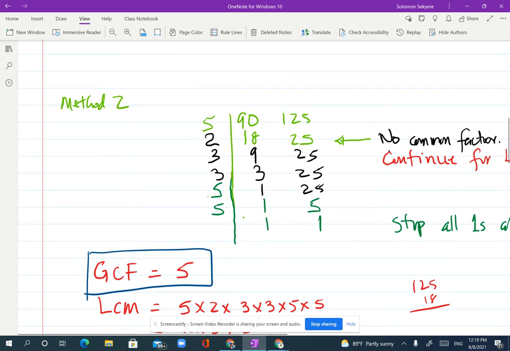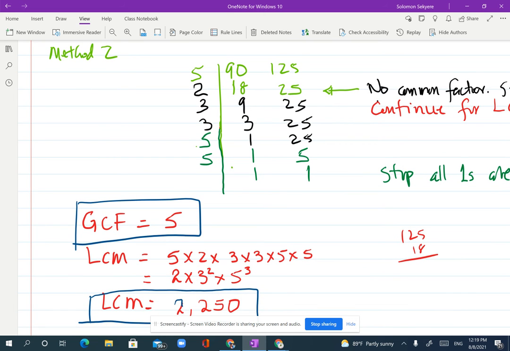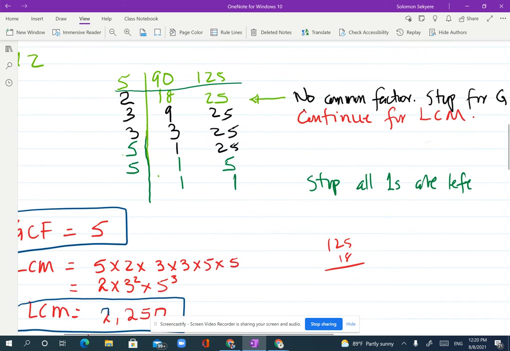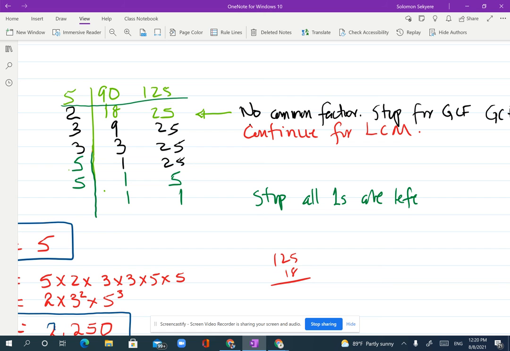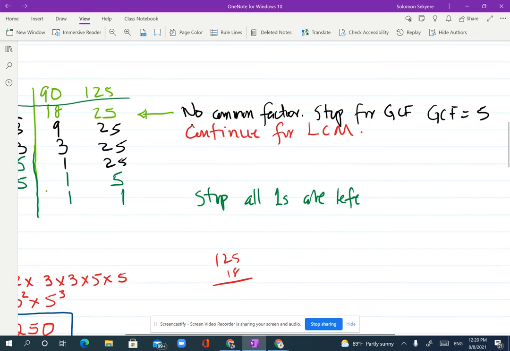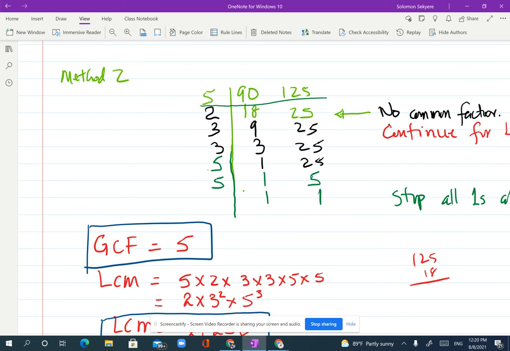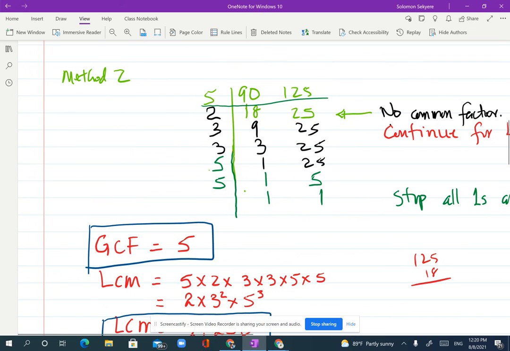I'm done with method 1. Method 2: for this method, I have to know my prime numbers. So I write 90 and 125 here, and I find a prime number that divides both of them. 5. 5 divides 90, giving 18. 5 divides 125, giving 25. Then I look at 18 and 25. No common factors. I stop right there. For GCF, I'm done: as soon as there are no common factors between the two, I stop. To find the LCM, I have to keep moving on.